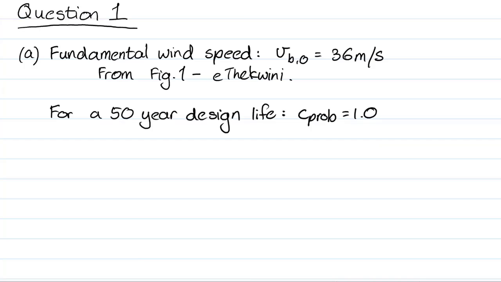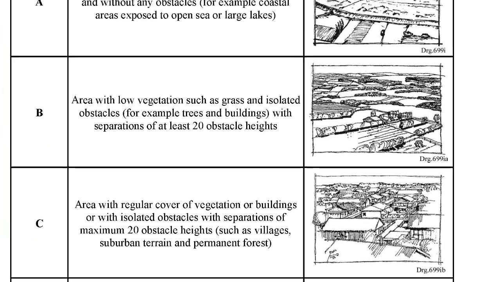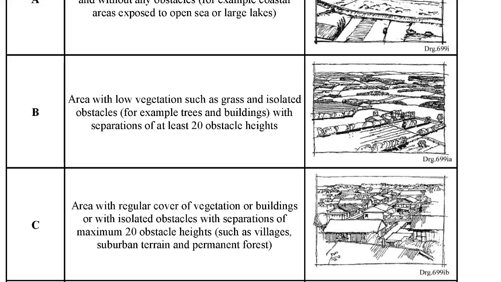So there you can see our probability is not adjusted, or the wind speed is not adjusted with our probability, so it's CProb of 1. Now we need the terrain category to get the roughness, which significantly influences the wind speed. Here you'll see the values and the map, and the different roughness categories.